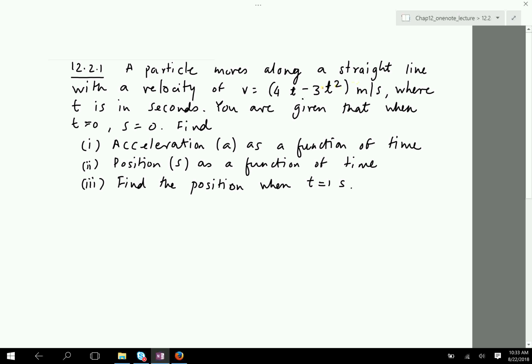A particle moves along a straight line with a velocity of 4t minus 3t square meters per second, where t is in seconds. You're given that when time t equals 0, s is equal 0. So find the acceleration as a function of time, position as a function of time, and position when the time is 1 second.